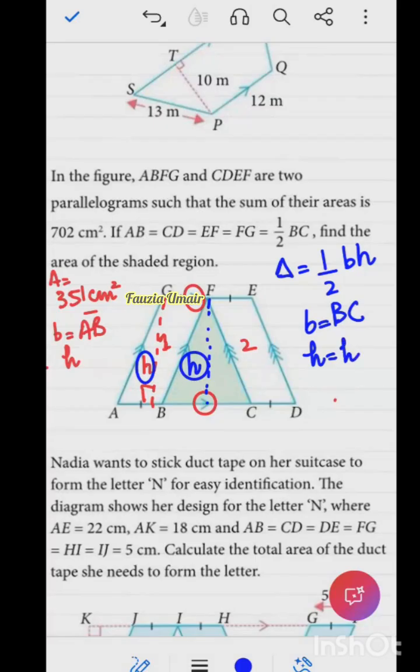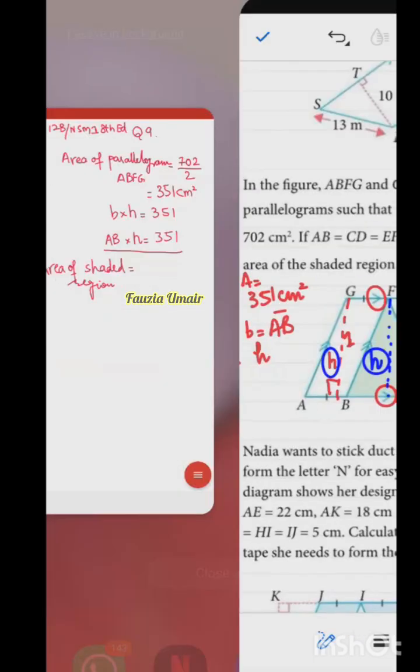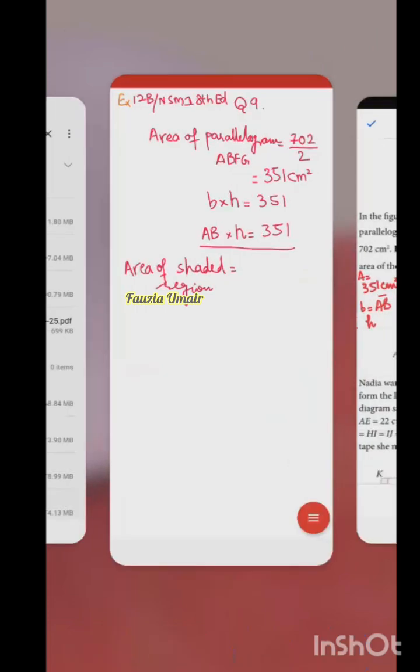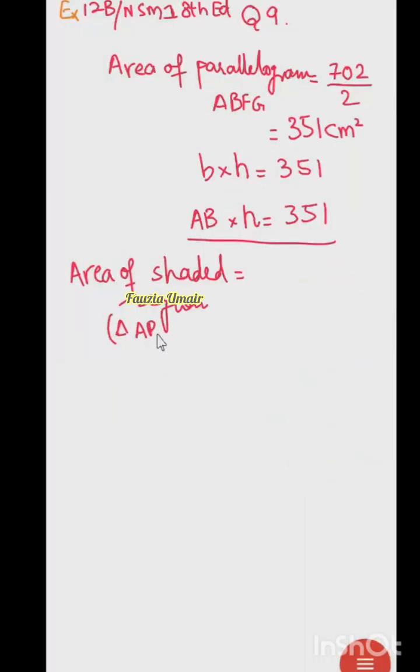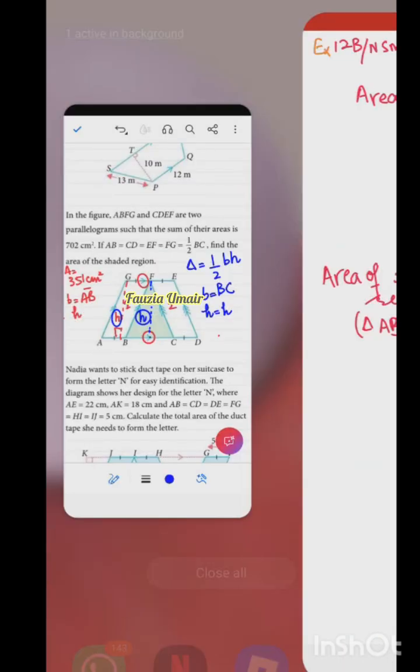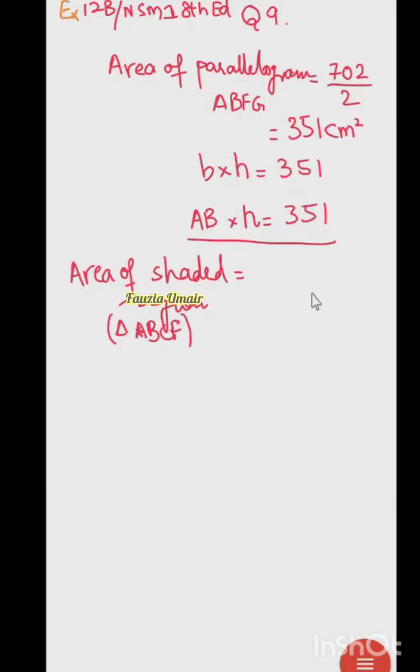So now I will write down area of shaded region, that is the triangle BCF. So that formula of triangle is half BH, and we have just discussed the base in the triangle is BC and height is still height. Okay, so now we can use this BC.